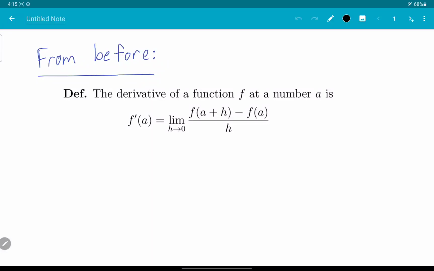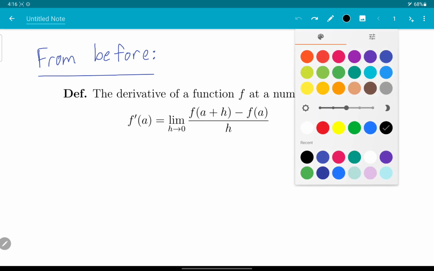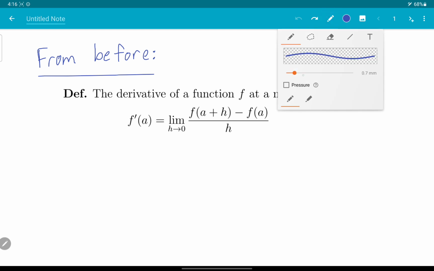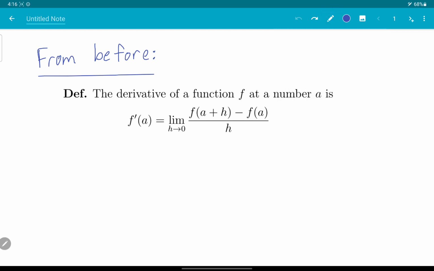So we saw this definition earlier. You can copy it again into your notes if you like. But what we're going to do now is take this definition, where a is assumed to be a constant, and replace a with the variable x, and thus obtain a function. So let's do that now.